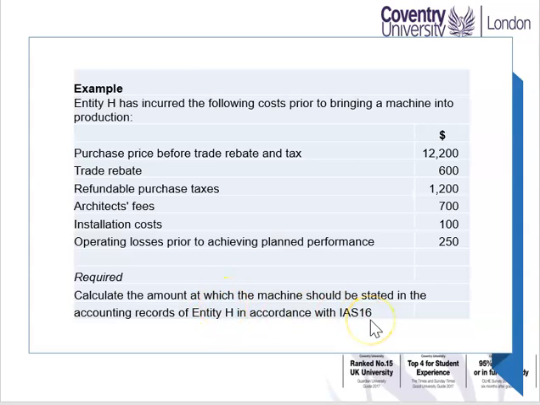Now, the purchase price before trade discount is indeed added as part of the cost, less trade discount. This is not settlement discount, so we can deduct it. The purchase tax is refundable. Because it's refundable, it cannot be added to the cost. Architect's fee is added, that's a directly attributable cost. Installation cost is added, but operating losses is not added.